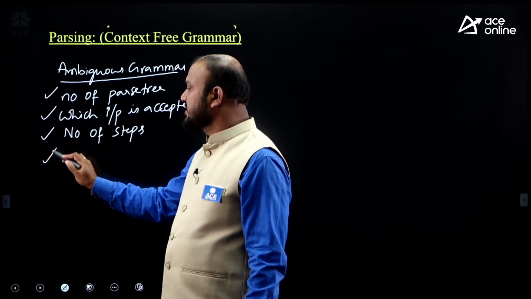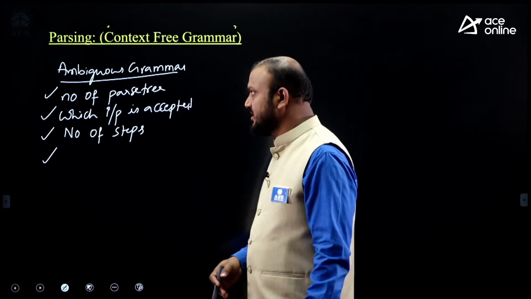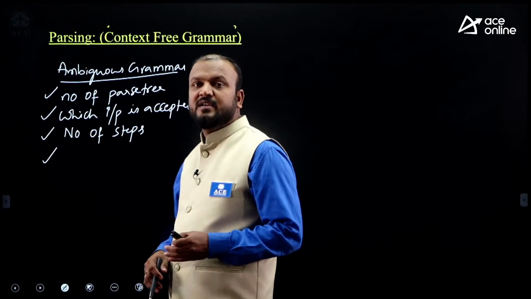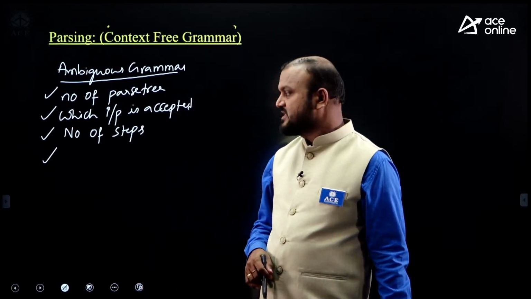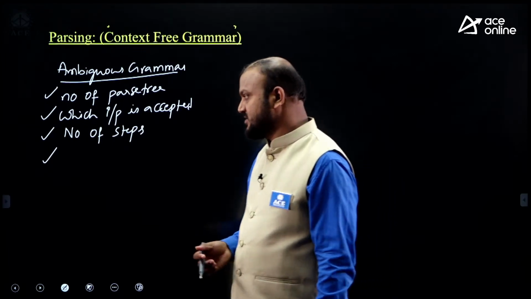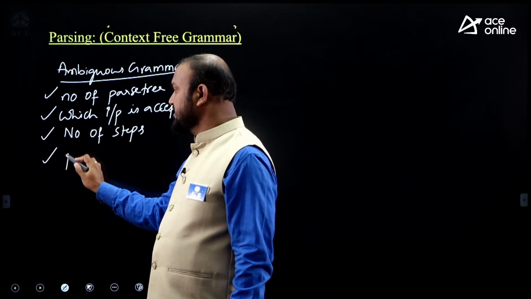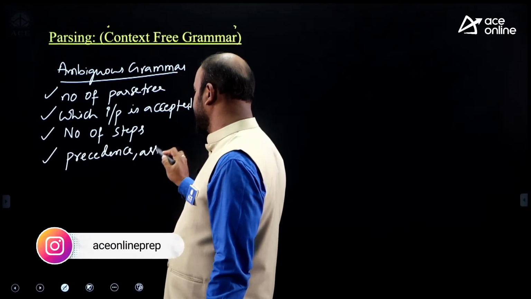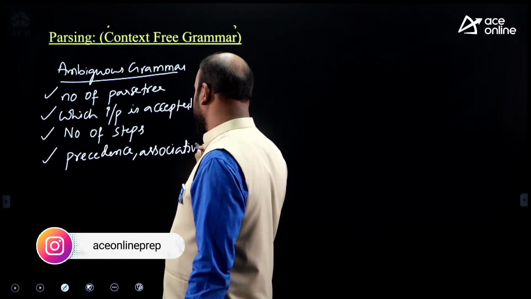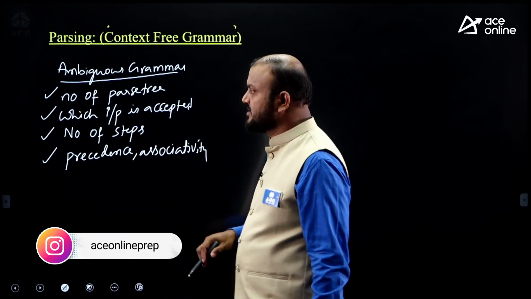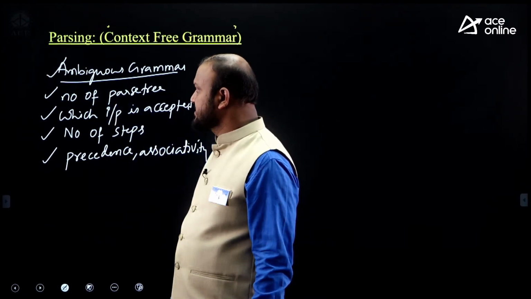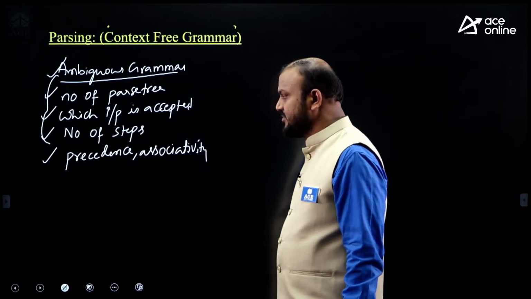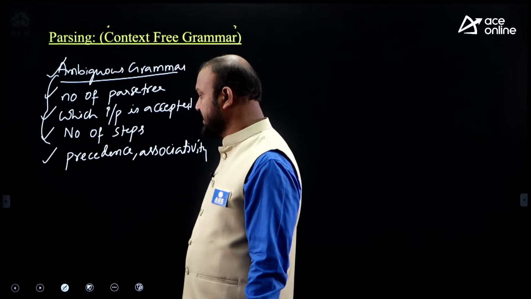The questions are not on the conversions themselves, but conversion of an ambiguous grammar into an unambiguous one is done based on trial and error, and on the precedence and associativity of the operators, by redefining the precedence and associativity. So questions were asked based on the precedence and associativity of the operators. On ambiguous grammars, they have asked the number of parse trees, which input is accepted, and the number of steps, and questions are possible on precedence and associativity.